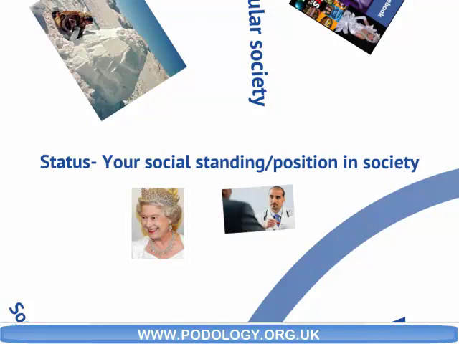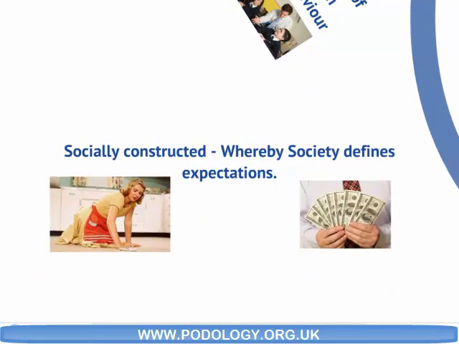Our eighth term is socially constructed. What socially constructed means is whereby society defines expectations for a certain role or behaviour. It is, if you like, the difference between nature and nurture. Whereas some things are natural and biological, most of our expectations and behaviours are set by society. So, for example, there is a difference between your sex and your gender. Your sex is your biological differences between male and female, whereas gender is simply society's expectations for males or females.